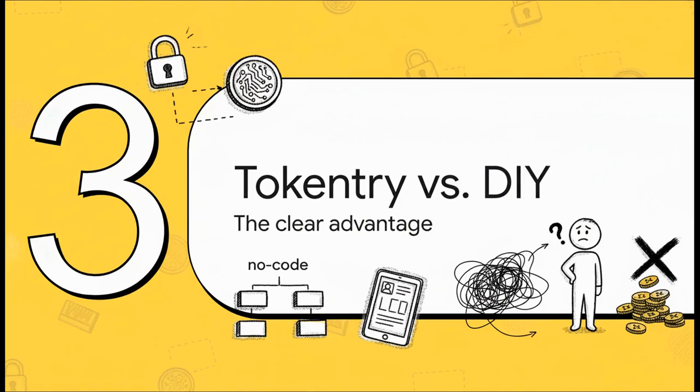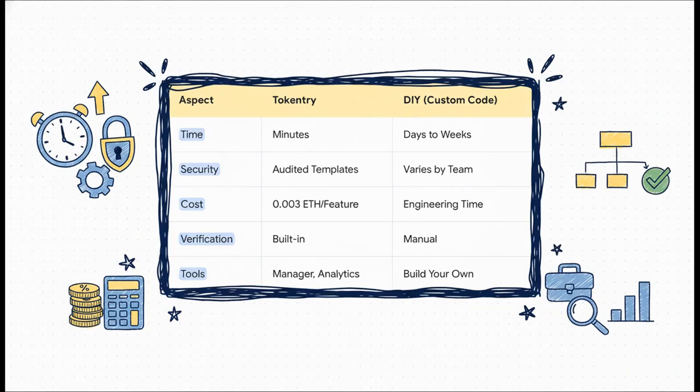Okay, so let's put it all together. Let's do a direct head-to-head comparison. What do you really get when you choose a no-code platform instead of trying to hire a developer or wrestle with Solidity code on your own? Let's just run down the list because the difference is night and day. Time to launch? With Tokentry, it's minutes. With custom code, it's days or weeks. Security? You're using pre-audited templates, not gambling on a custom build. The cost? A small, fixed fee instead of a massive, unpredictable engineering bill. Everything from getting your contract verified to having post-launch tools, it's all just built in. It's faster, it's safer, and frankly, it's just a heck of a lot more efficient.